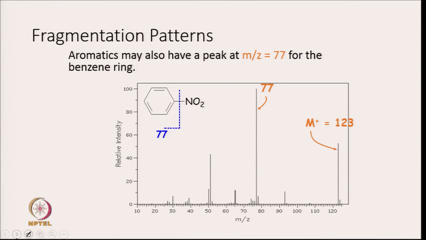Aromatics may also have a peak at m by z equal to 77 for the benzene ring. So, suppose your nitro compound is there, this is nitrobenzene. So, breaking will take place at this position, and you expect a peak at 77. So, if there is no CH3 group attached to benzene, then this will be the base peak.